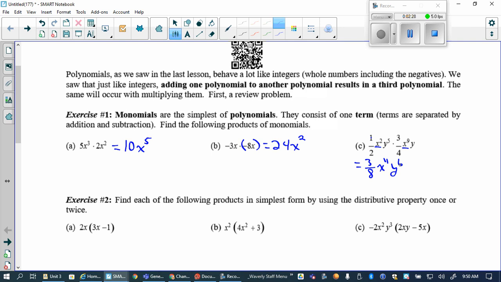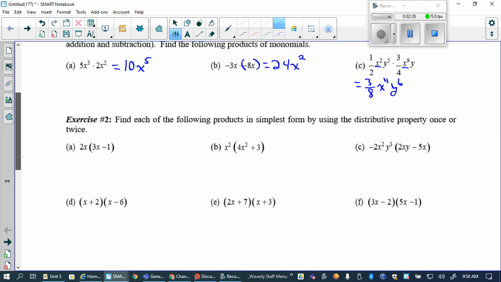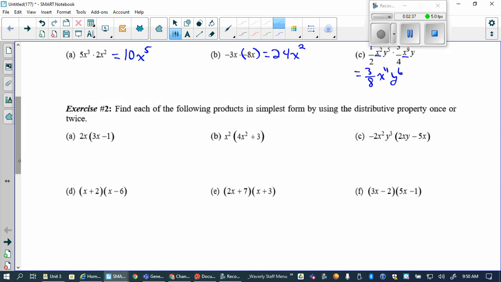All right, let's move on to exercise 2. So I want to find each of the following products in simplest form, right? In other words, when they say simplest form, in this case, it means all like terms combined, if there are any, in standard form, decreasing order of exponents.